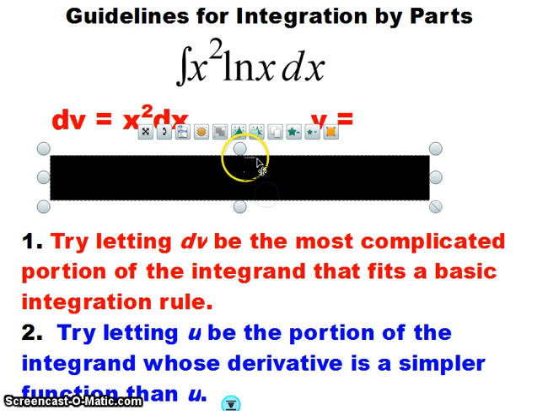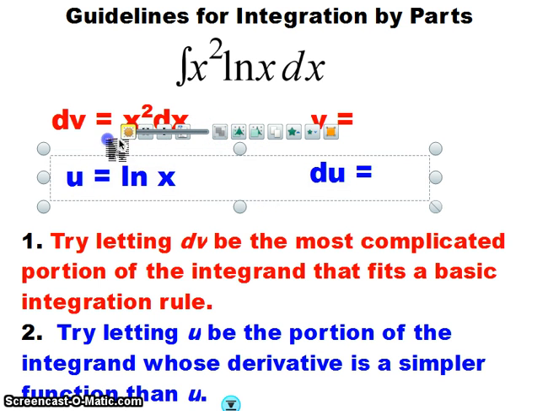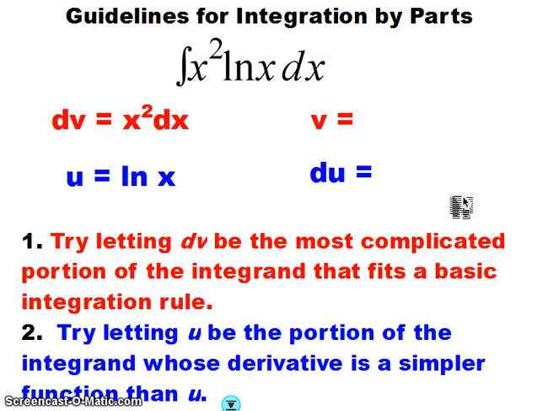pick a u. And that u needs to be the portion of the integrand whose derivative is simpler than the function u. So if we go back up here, if I were to take the antiderivative of this x squared, we would end up with x to the third over 3 as my v. And if I were to take the derivative of my u, it is going to become simpler than the function u, because that, as we know, is 1 over x. So again, the important part is picking this u and this dv so it fits the form for integration by parts, and then finding v and du.